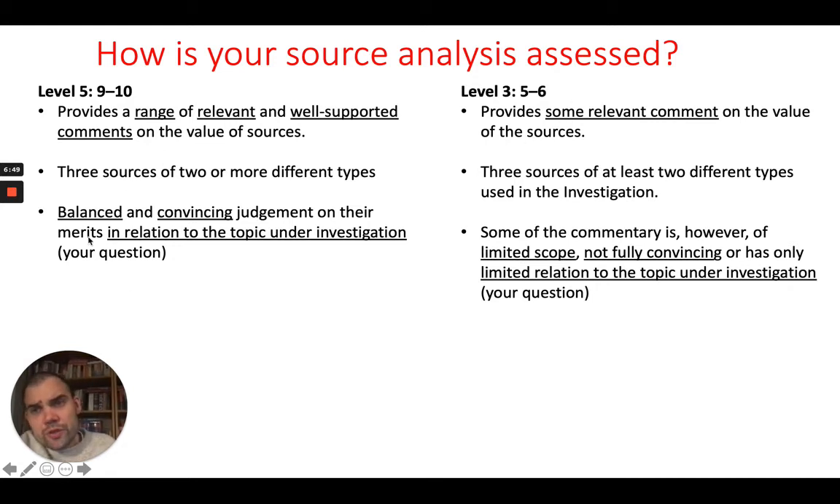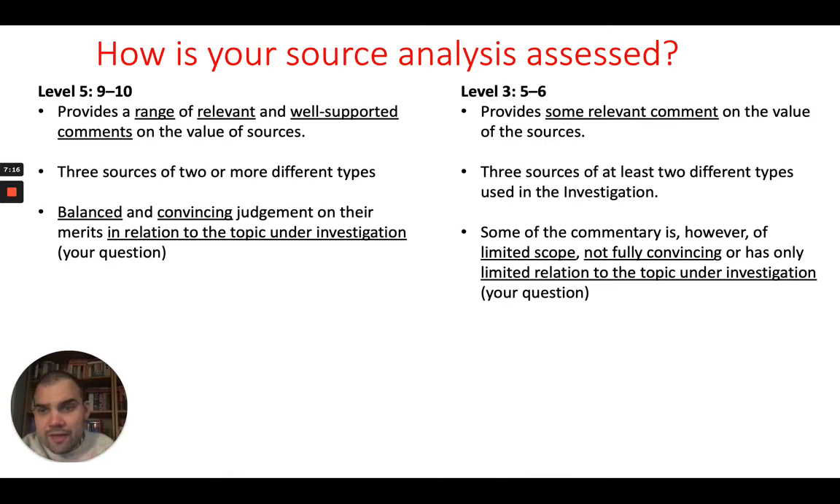So what they're looking for at the top level is that you provide a range of relevant and well-supported comments on the value of sources. So you're going to be giving, remember, a range. So that means quite a few. So you're not just saying 1 or 2 things about what makes the source useful or limits it in some ways. 3 sources of 2 or more different types we've already talked about. The other thing is you've got to have a balanced and convincing judgment on the merits of the source in relation to the topic under investigation.